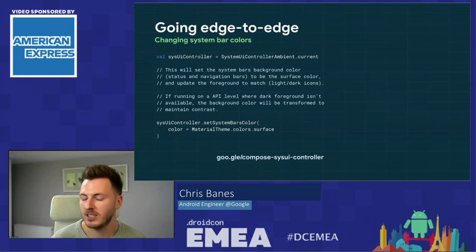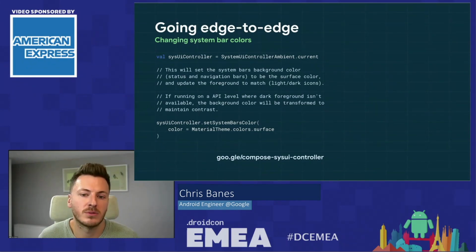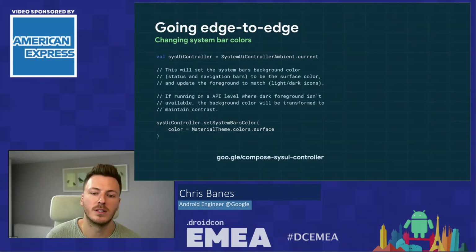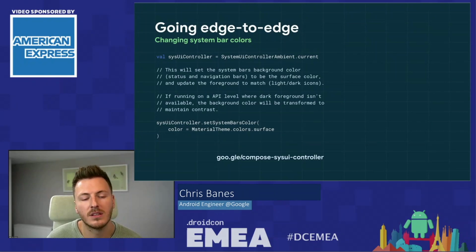So we've published a gist containing an experimental utility called System UI Controller, which allows you to change the system bar colors from your composables or app composables. So here you can see that we're calling the set system bars color function, and here we're going to set it to our surface color. Now, one of the cool things it does is that it will automatically change the color of the content, so your clock, your status bar icons, all that stuff, based on the lightness of that color. So it's really handy. And again, you can check out this URL.